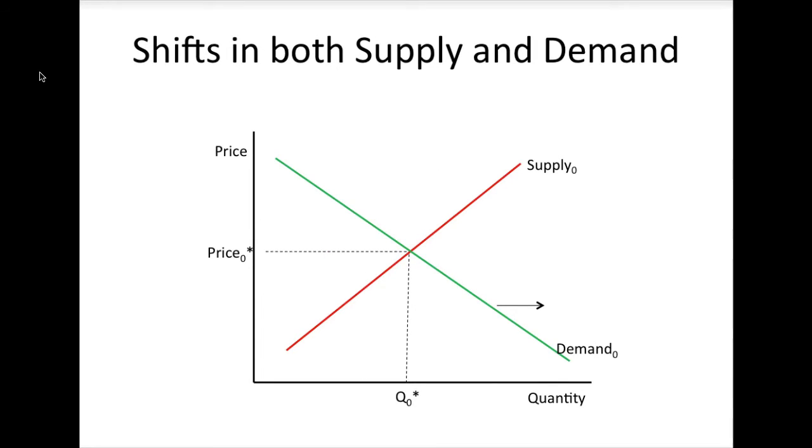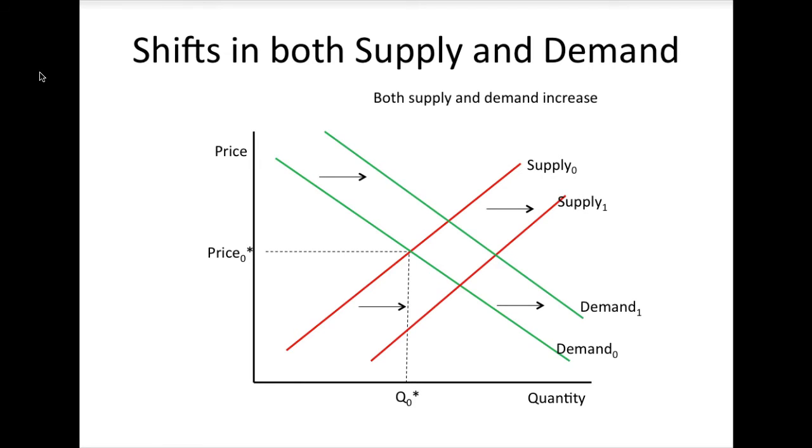Sometimes, market forces act to shift both curves at once. In the cases of both curves shifting, one variable will always be indeterminate. The outcome will depend on which curve shifts by more. For example, if both supply and demand increase, then we know that the equilibrium quantity will increase. The effect on price, however, will depend on which curve shifts by more.